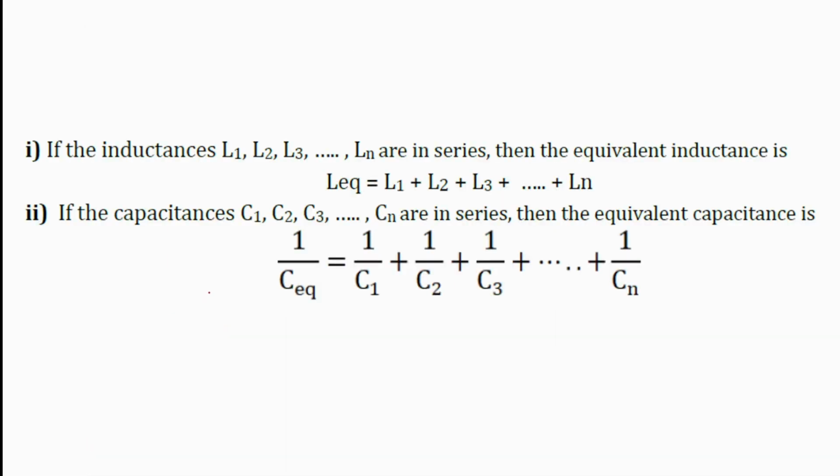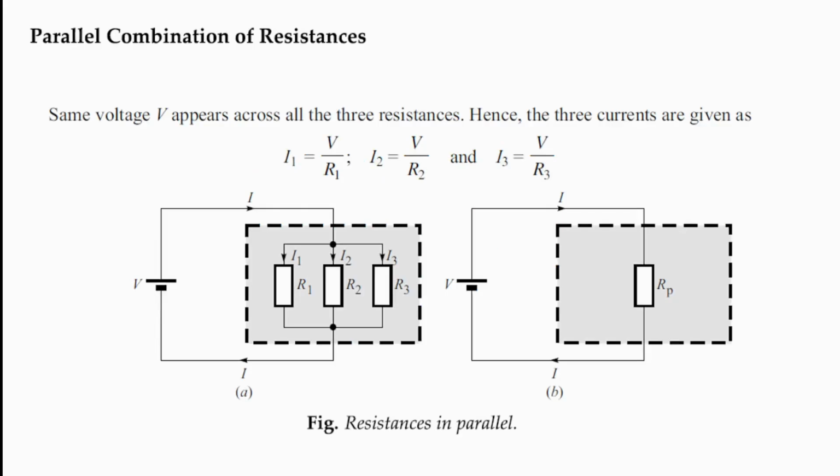Likewise, if I connect all the inductances L1, L2, L3 up to Ln in series, then the equivalent inductance will be L equivalent equal to the sum of all the individual inductances. Then, if the capacitors are connected in series, the equivalent capacitance will be different. This is 1 by C1 plus 1 by C2 up to 1 by Cn, if capacitors are connected in series.